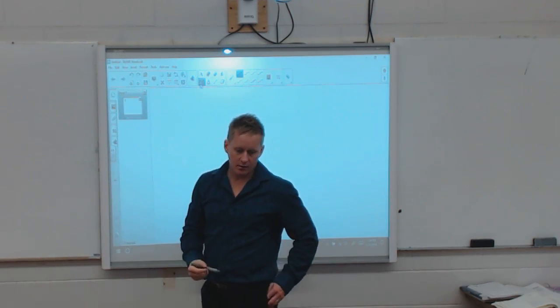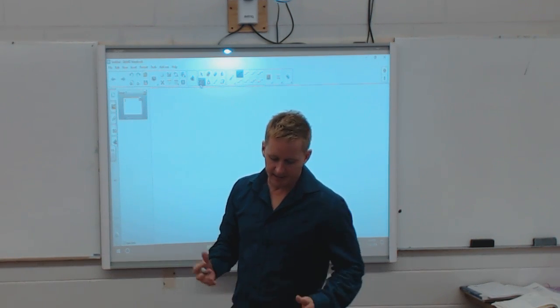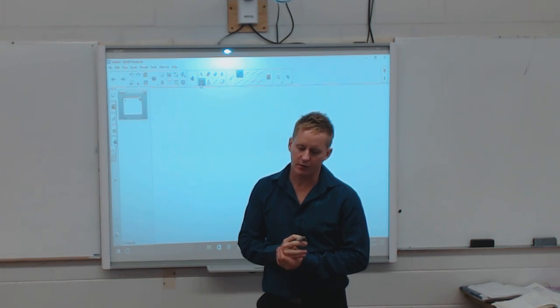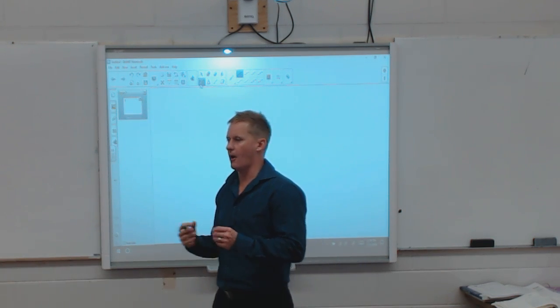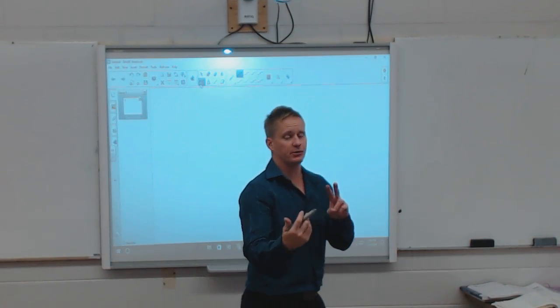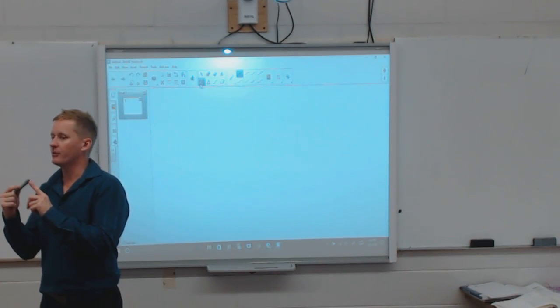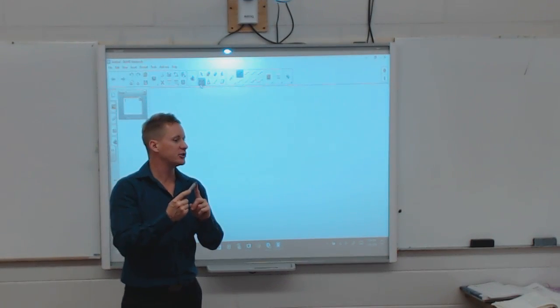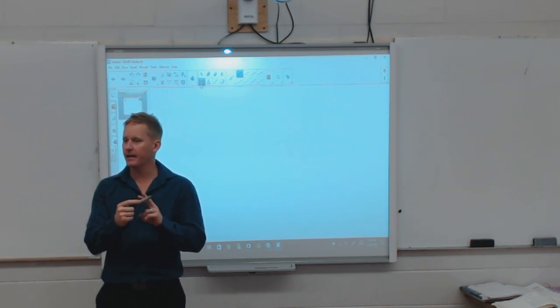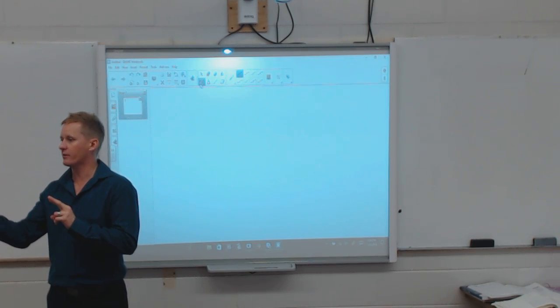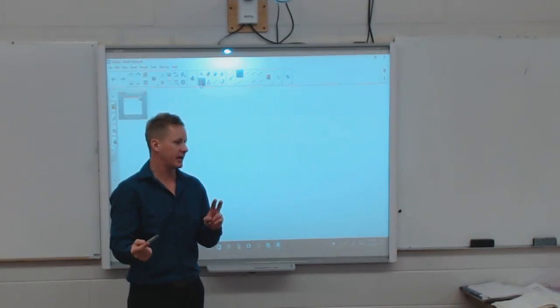Page 282. I started this yesterday. It says solve the logarithmic equations. Now, there's two types of questions. I showed you on the board yesterday. One is when the variable is the exponent, and you have to change to logarithms. The second is when the variable is within the logarithm, and we have to change to exponential.